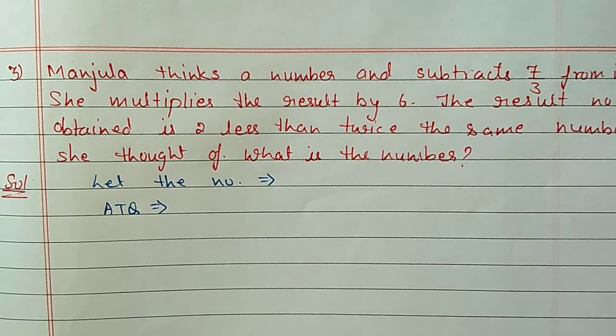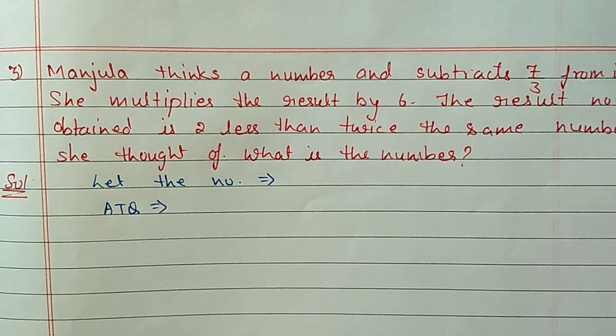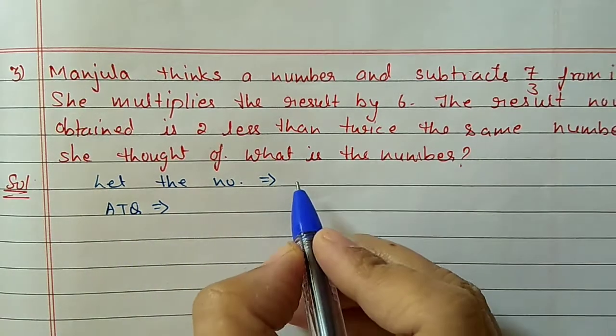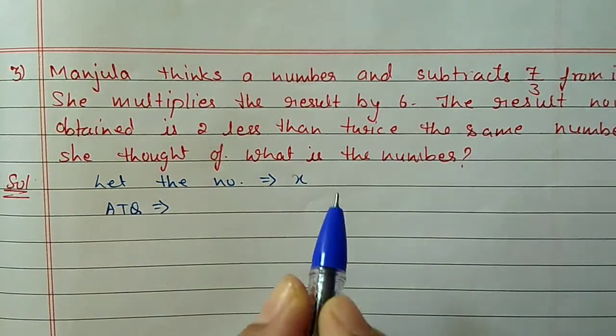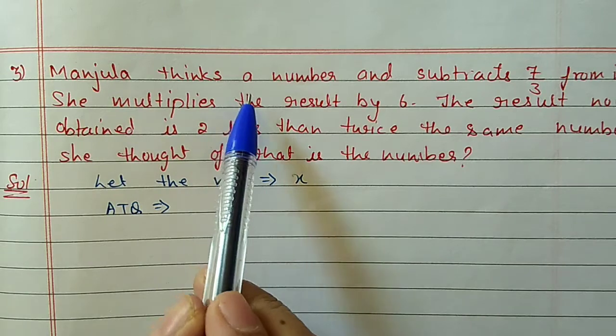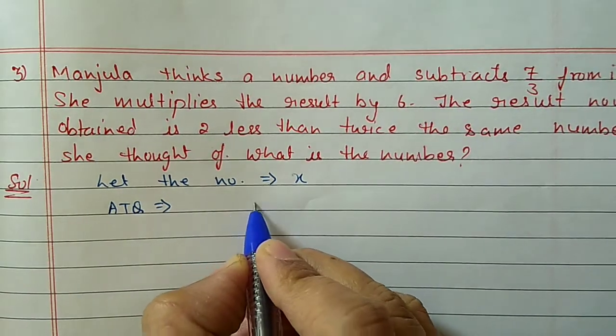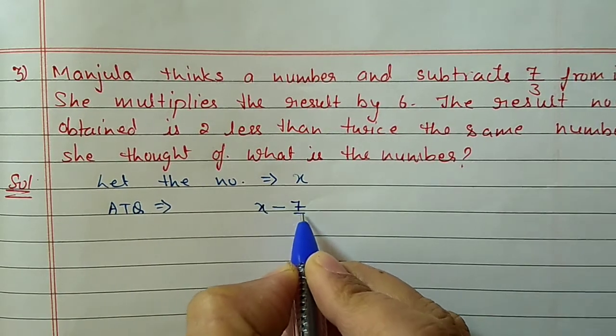Next, question number 3. Manjula thinks of a number and subtracts 7 by 3 from it. She multiplies the result by 6. The result now obtained is 2 less than twice the number. What is the number she thought of? So let the number be x. Now according to the question, she thought of a number and subtracted 7 by 3 from the number. So we will subtract 7 by 3 from the number.